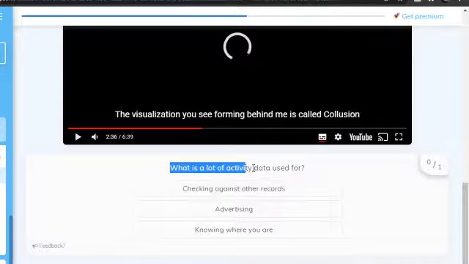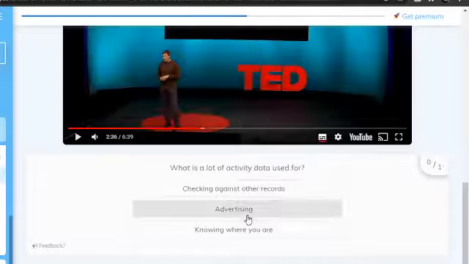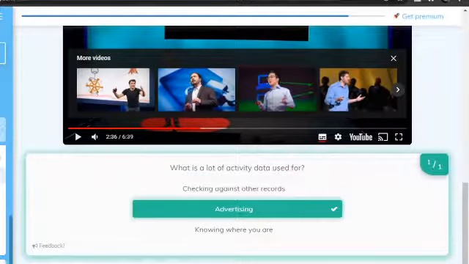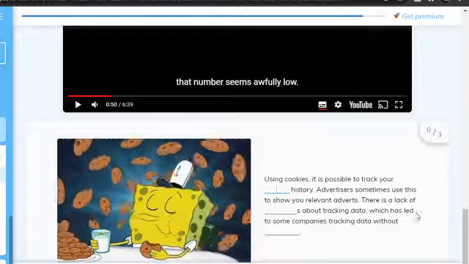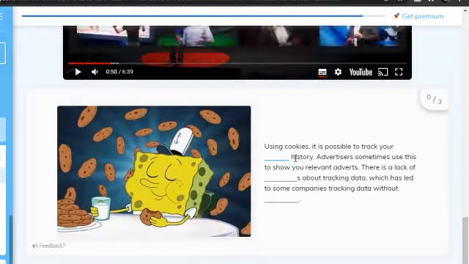So what is a lot of activity data used for? Advertising, to promote stuff to you so you want it more. So using cookies, it is possible to track your internet history. Advertisers sometimes use this to show you relevant adverts.